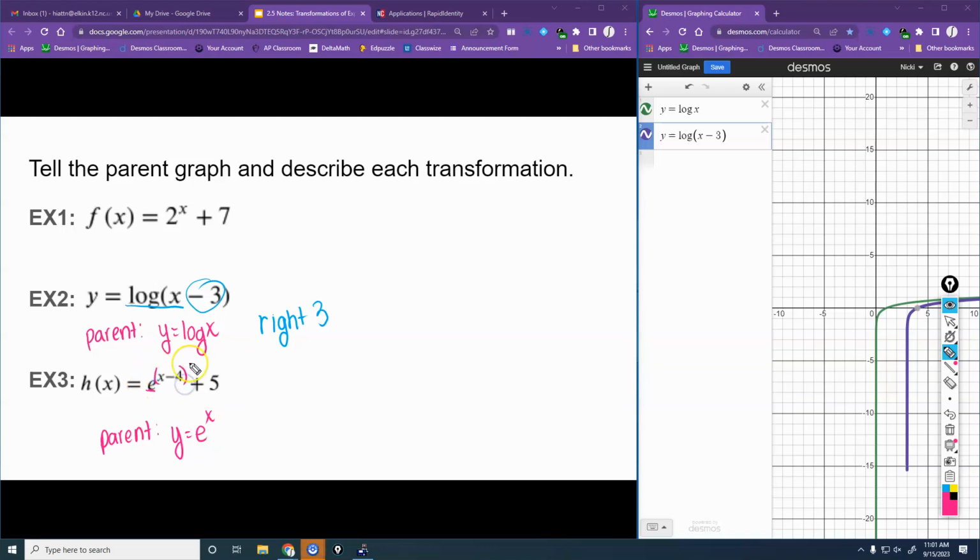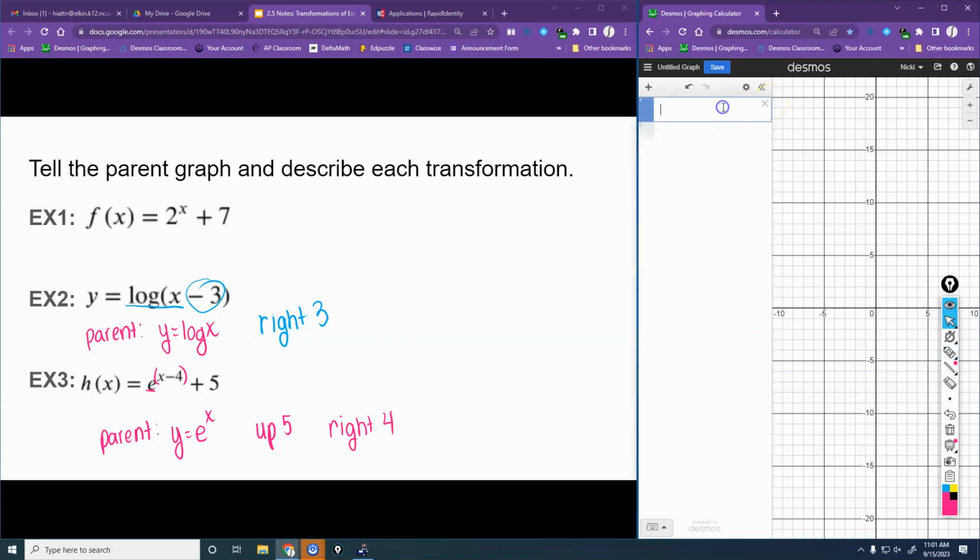But the exponent would have parentheses around it. The 5 over here does not. So Alvin is exactly right. That 5 right there is going to make it go up 5. And then the minus 4 is going to make it go right 4. These are a little hard to tell from the graph. That's why it's important to know the rules also.